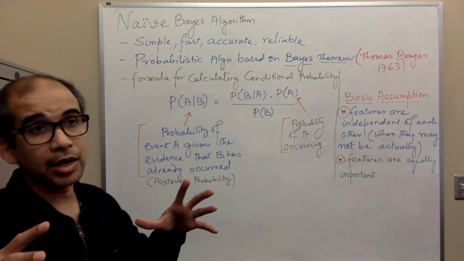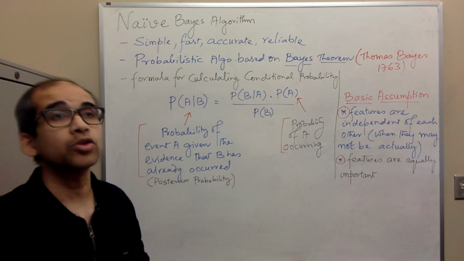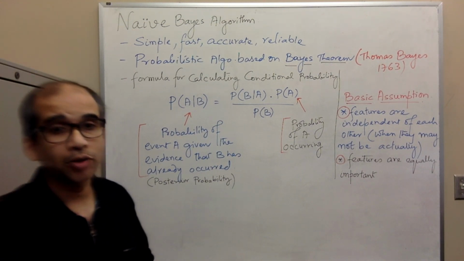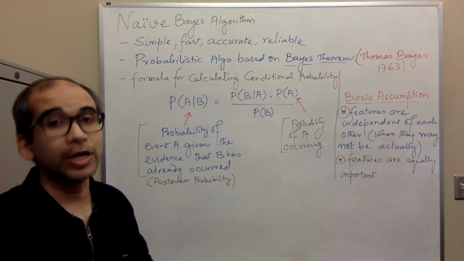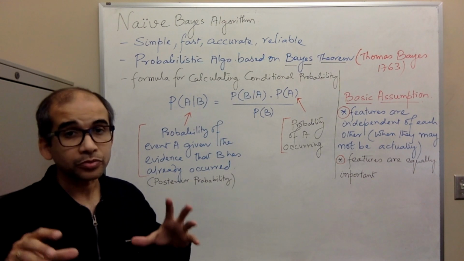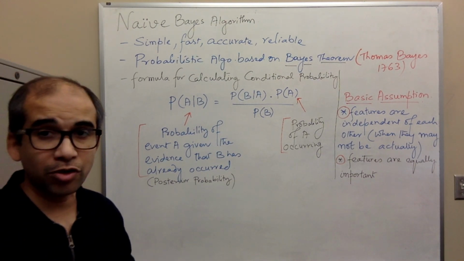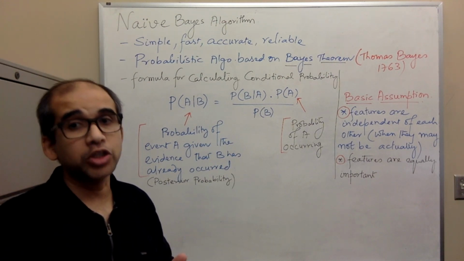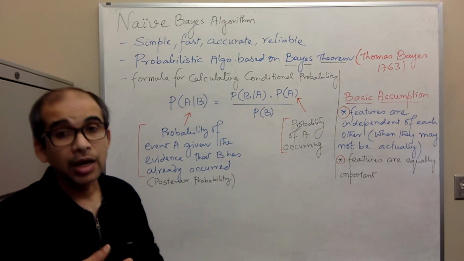So this is an old concept, but it is still very useful, even though there are so many good, sophisticated machine learning algorithms designed in recent times. It is still simple, fast, accurate, and reliable. As I said, this is a probabilistic algorithm based on the Bayes' theorem of conditional probability, which was published by Thomas Bayes posthumously in 1763.